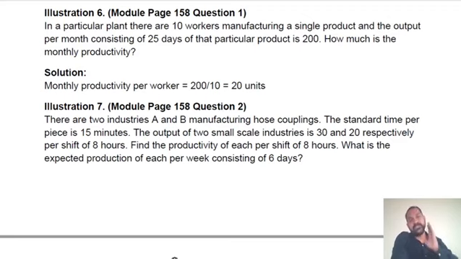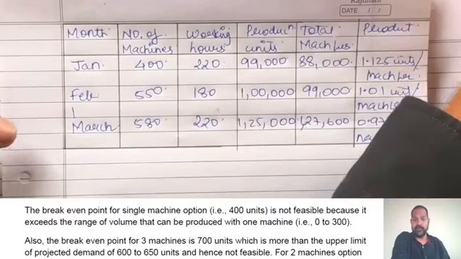Let's come to the question. What does the question say? The question says, in a particular plant, there are 10 workers manufacturing a single product and the output per month of 25 days of a particular product is 200. How much is the monthly productivity? That is all that they have said. They have only and only said how much is the monthly productivity.